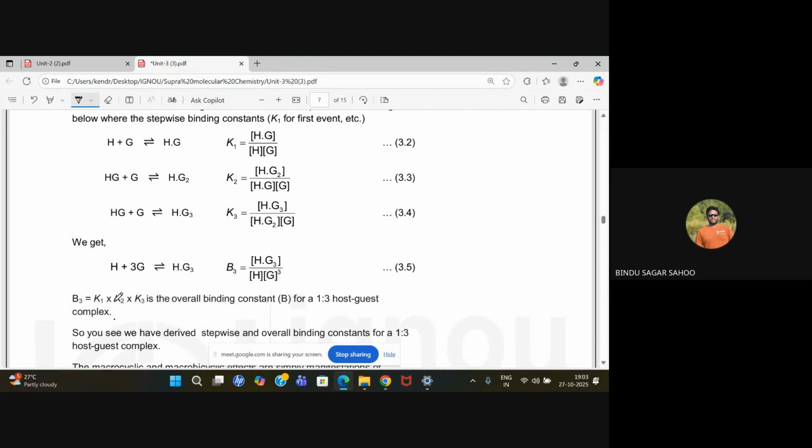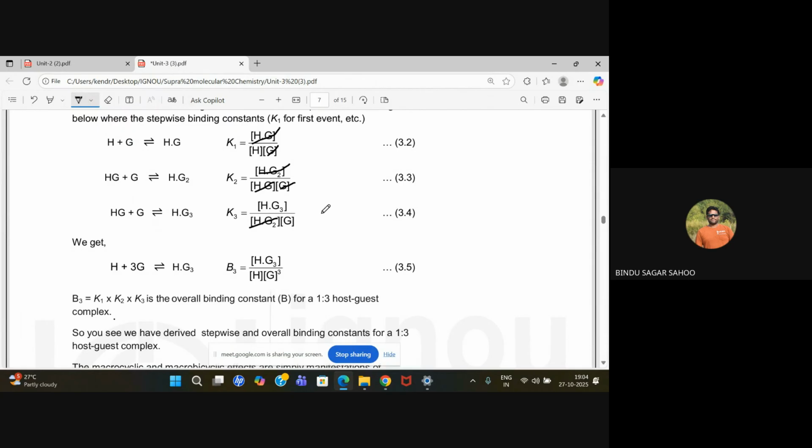So the β3 value will always be a multiplication of K1, K2, and K3. Here also you can multiply these three terms, K1, K2, K3. If you multiply them, finally you are getting this, so you can cancel out this one. We are taking K1 multiplied by K2 multiplied by K3. You can see here this HG will be cancelled out, and this G molecule will be cancelled out by this G also. And this HG3, you can cancel this one also.